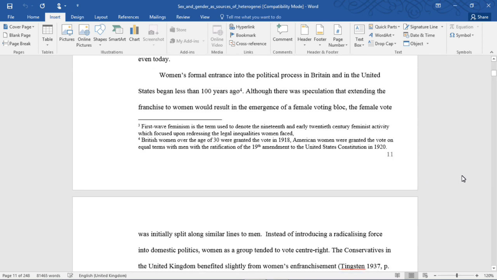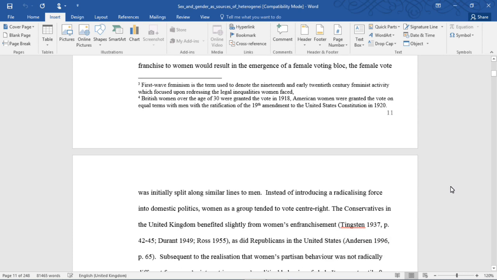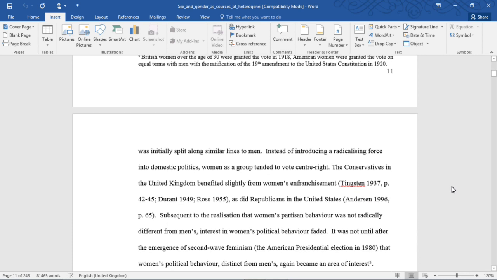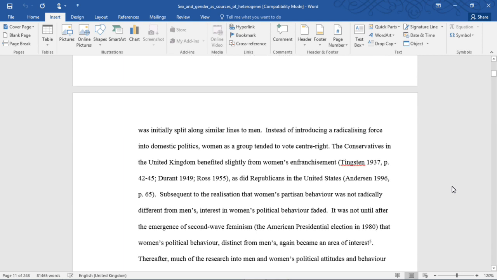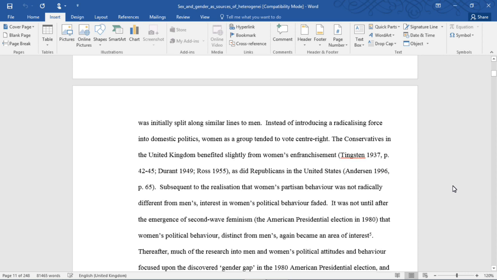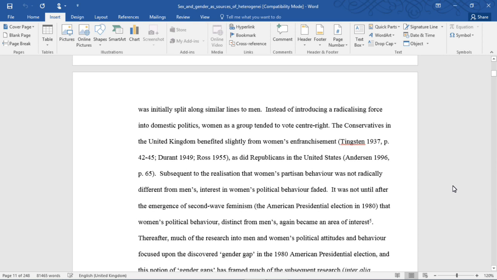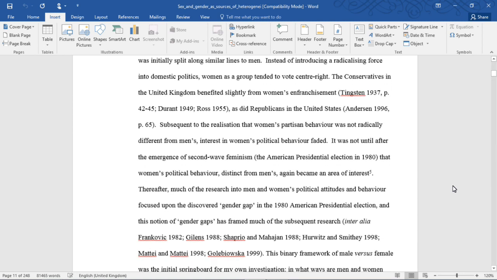Women's formal entrance into the political process in Britain and in the United States began less than 100 years ago, although there was speculation that extending the franchise to women would result in the emergence of a female voting bloc. The female vote was initially split along similar lines to men. Instead of introducing a radicalizing force into domestic politics, women as a group tended to vote center-right. The conservatives in the United Kingdom benefited slightly from women's enfranchisement, as did Republicans in the United States.